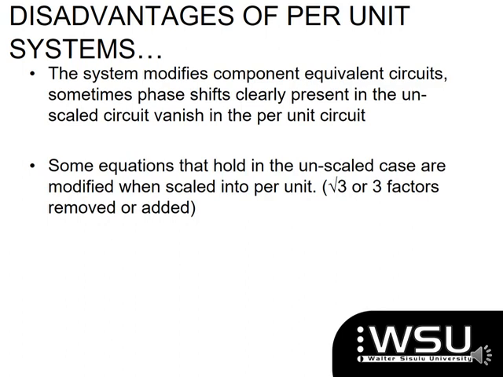Then some of the equations that hold in the unscaled case get modified when we scale into the per unit. So you are going to have the square roots of 3 if you're talking about line voltages compared to phase voltages. We're going to have the factors of 3. Either we add or we remove them when you're talking about three-phase power.